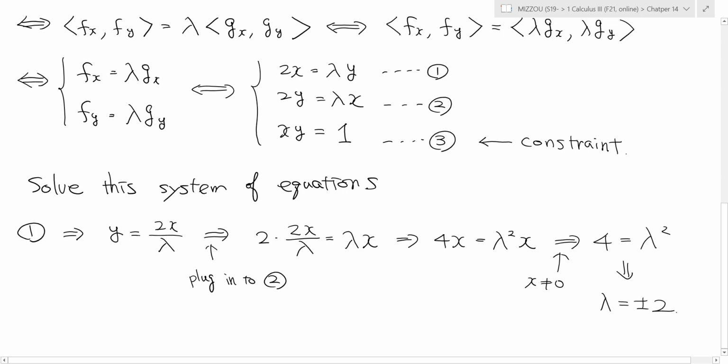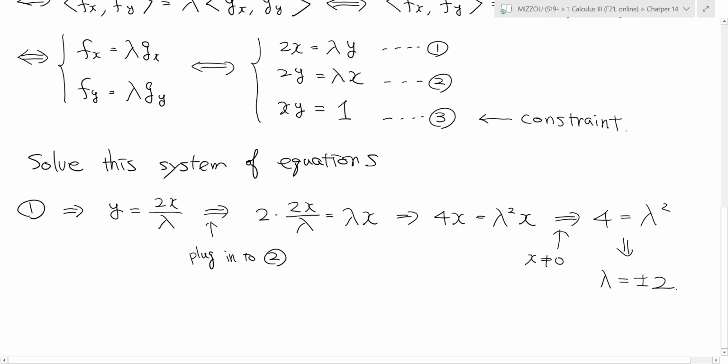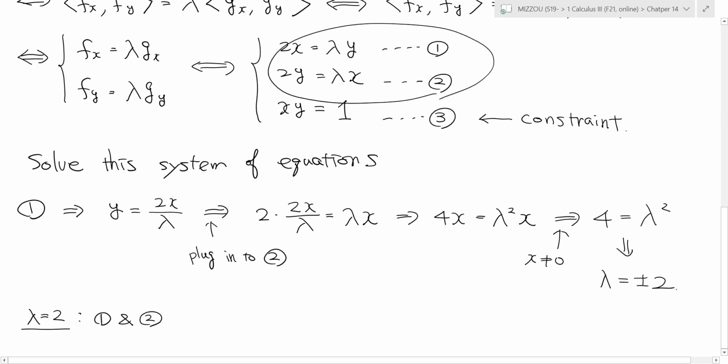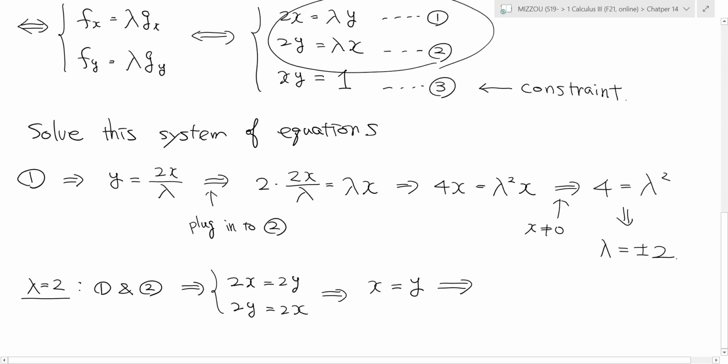Okay, then once you get the lambda, we are getting very close to being done. So first of all, lambda is equal to 2. What would happen? Well, if lambda is equal to 2, by looking at the first 2 equations, 1 and 2, we get 2x is equal to 2y, and then 2y is equal to 2x. But those are the same equations after all. And then from this, you get x is equal to y.